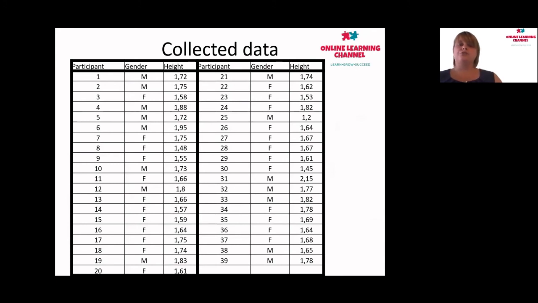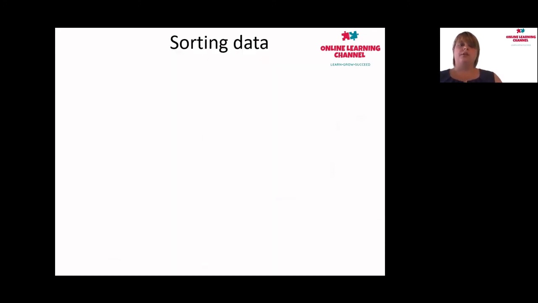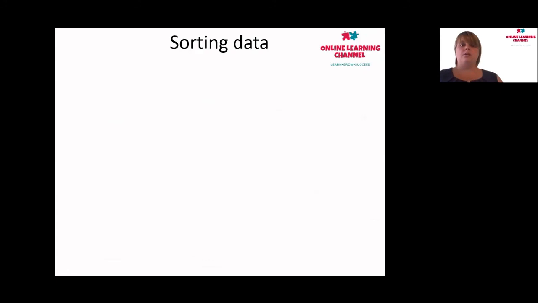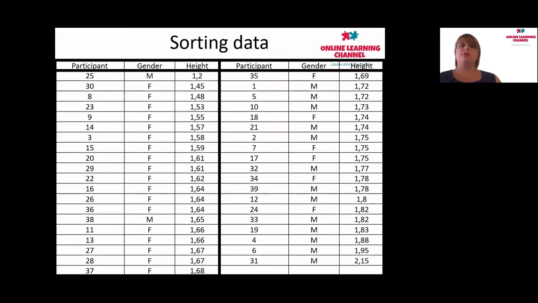Now I have to sort the data. So in order for me to sort it, I'm going to sort it according to height. So I can either sort it ascending or descending. And in this case, I'm going to start with the smallest number, which is 1.2 meters. And then I'm going to go all the way up to my biggest number, which is 2.15 meters. So yeah, I sorted my data, and already you can see a tendency. Females tend to be shorter and males tend to be taller.